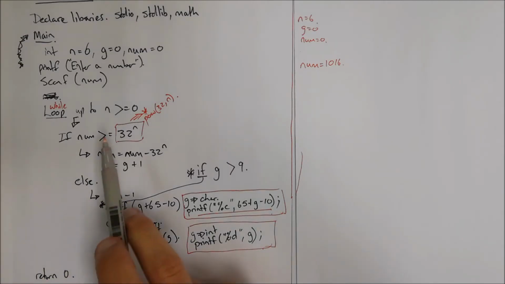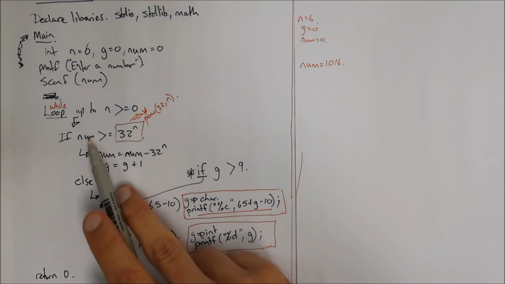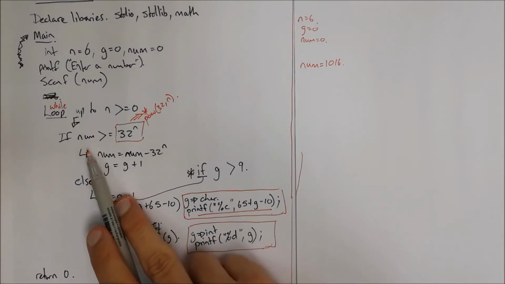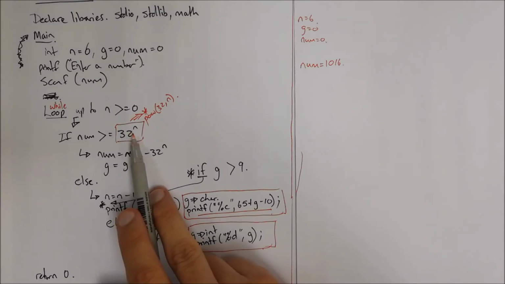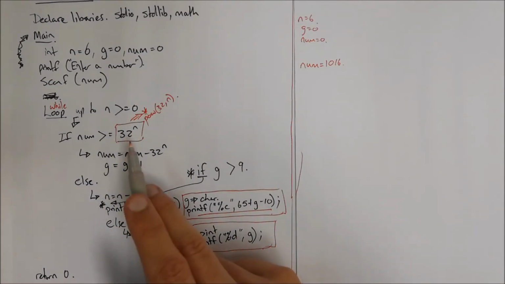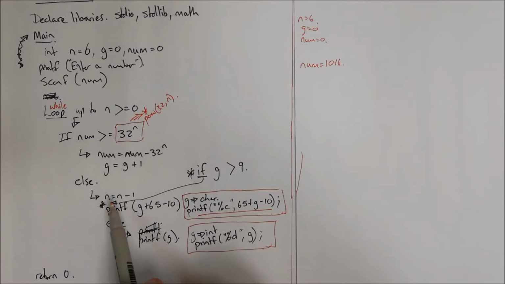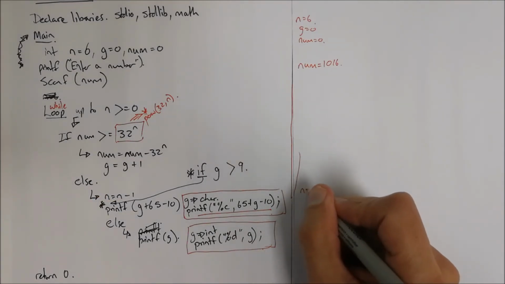Okay, so is n larger than or equal to 0? Well, n is equal to 6, which is larger than 0, so we check the next line. Is the number 1016 larger than or equal to 32 to the power of n? 32 to the power of 6 is a large number, and we have seen that that doesn't happen, so this if statement is not going to be executed. We go into the else, n is equal to n minus 1, so now n is equal to 5.